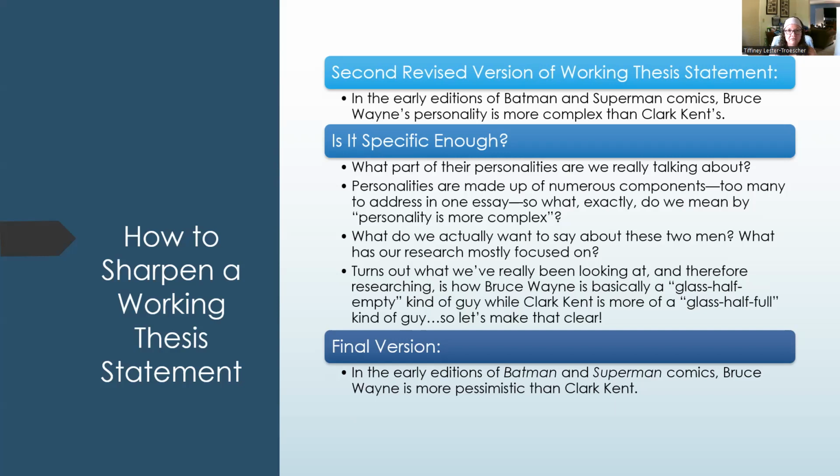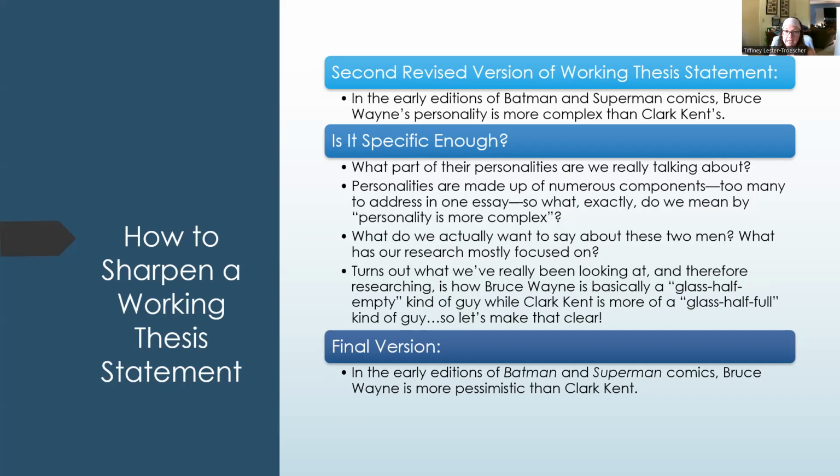Well, it turns out that I'm actually looking at how Bruce Wayne is a real glass half empty kind of guy, right? Doesn't really often see the bright side of things. Clark Kent is way more glass half full, right? He is the romantic optimist in a lot of ways. So that's really what I'm talking about. That's really where this essay is going to lead us. So I need to make that clear. So here's my final version. In the early editions of Batman and Superman comics, Bruce Wayne is more pessimistic than Clark Kent.